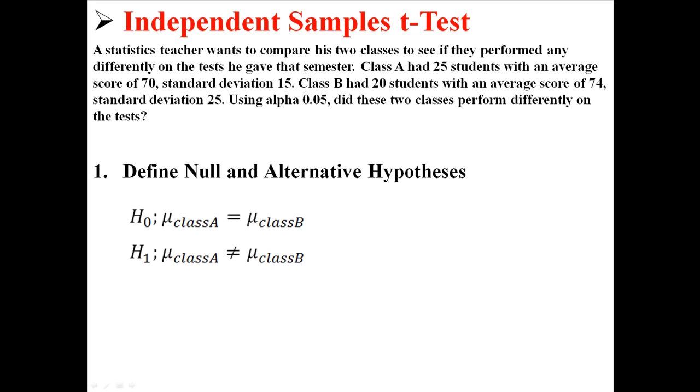In this case, we're going to start off with the assumption that the means of Class A and Class B are equal. That's the null hypothesis. In the alternative hypothesis, what we're testing is to see if the means of Class A and Class B are any different. We're trying to see if they had different test scores throughout the semester.